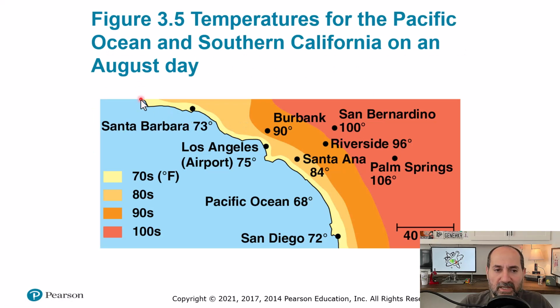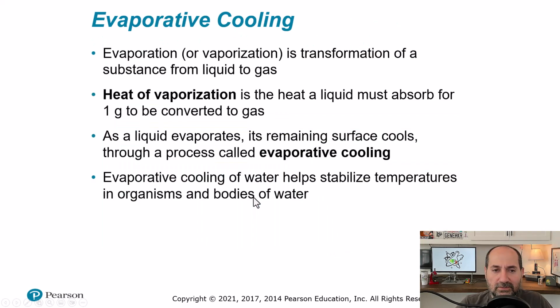So remember, I showed you the coastline of Southern California here, and the reason why the coast is so nice and cool, whereas inland near Palm Springs or San Bernardino might be hot at the same time, is because of what we just discussed. Water can absorb an immense amount of heat by breaking its hydrogen bonds without changing its own temperature by very much at all. And then at night, when it's cool, those hydrogen bonds reform, and the ocean itself can release that stored heat, making sure that the coast does not become too cool either.